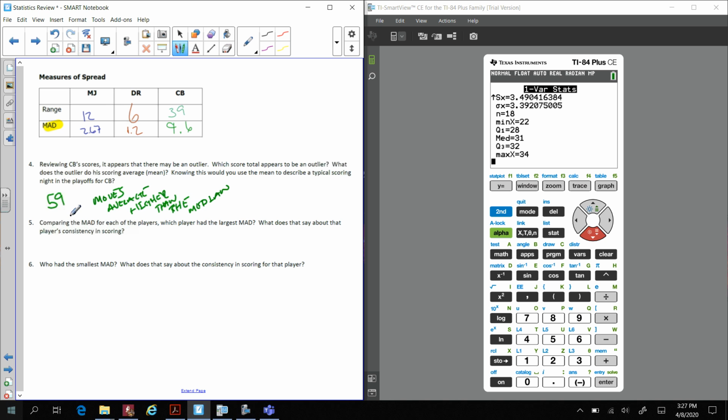Outliers are going to move the means away from the median. So knowing this, would you use the mean to describe it? No, I wouldn't.